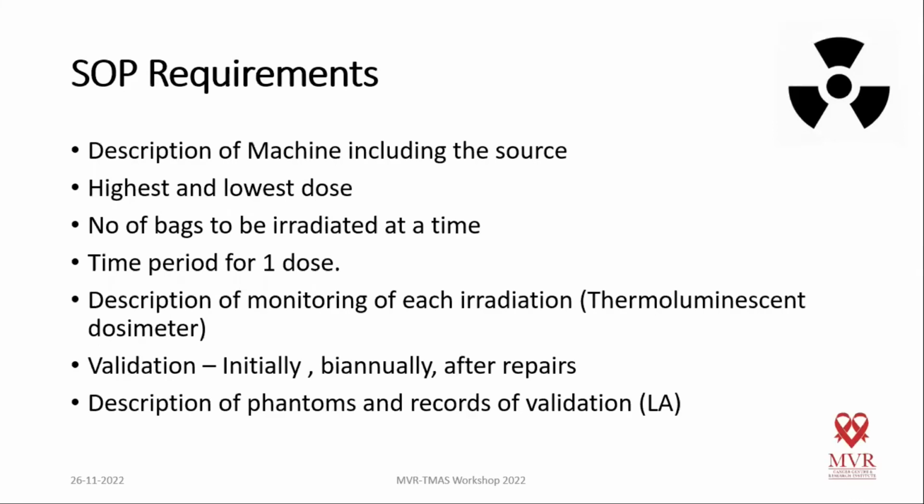SOP requirement: each SOP should contain a description of the machine, including the source, the highest and lowest dose, the number of bags to be irradiated at a time, the time period of giving one particular dose, a description of monitoring each irradiation using thermometers and dosimeter, validation, how it is done initially, biannually, and after repairs, a description of the phantom, and a record of validation. This linear accelerator requires phantoms, and these components are kept in the phantoms before irradiation. So each phantom has to be validated individually, and each validation report has to be generated.